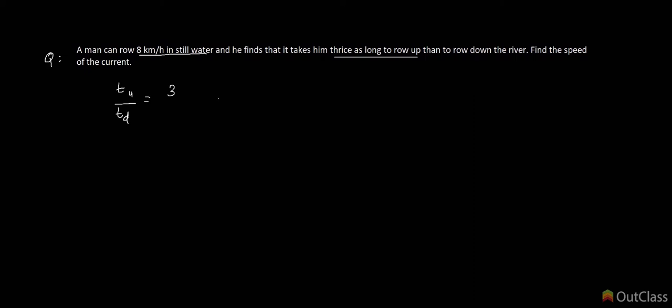And we know that for the same distance, speed and time are inversely proportional. So time upstream by time downstream will be the same as speed downstream by speed upstream. This is 3. Now speed downstream we know is speed of the boat plus speed of the current. Speed of the boat minus speed of the current will be upstream, is 3. And the speed of the boat is also given as 8. So we have 8 plus current by 8 minus current is essentially what we are trying to find.